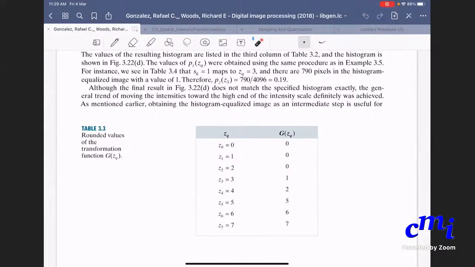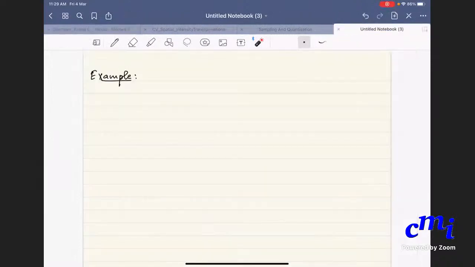So this is done. Suppose this equalization is done. GZQ is the equalized histogram for the specified image, and now we have to find the mapping. These same values I'm just going to write here. This is the example on page 145.